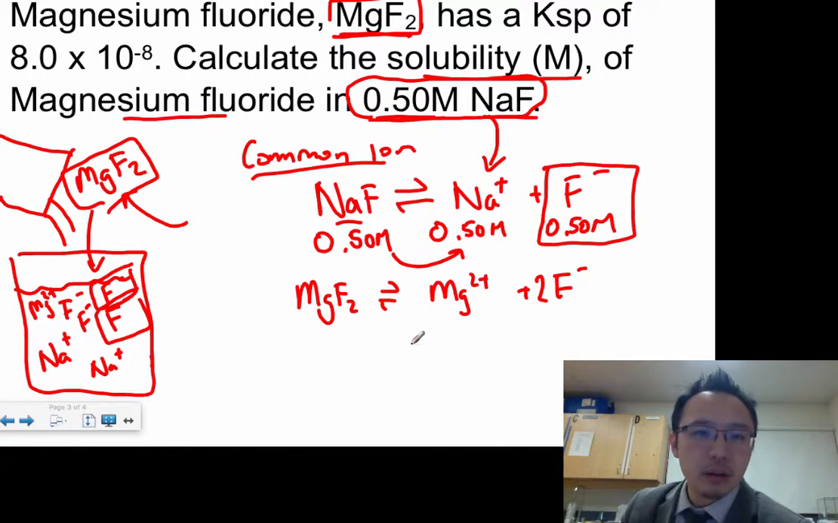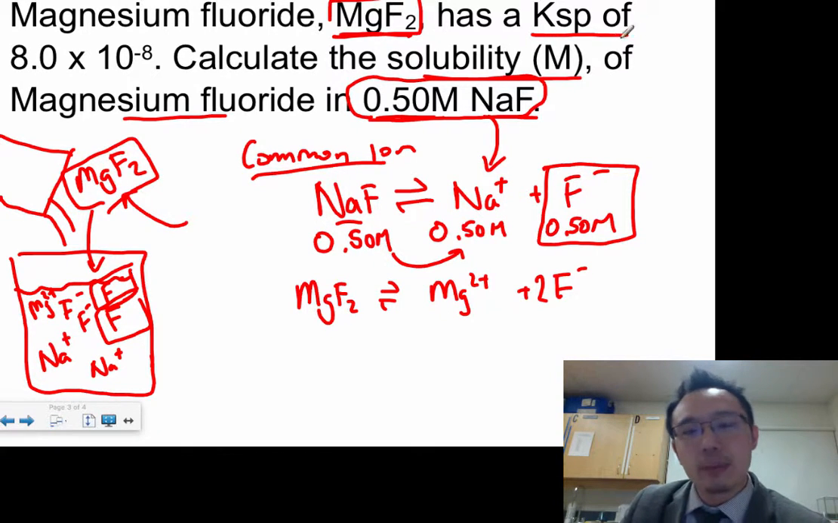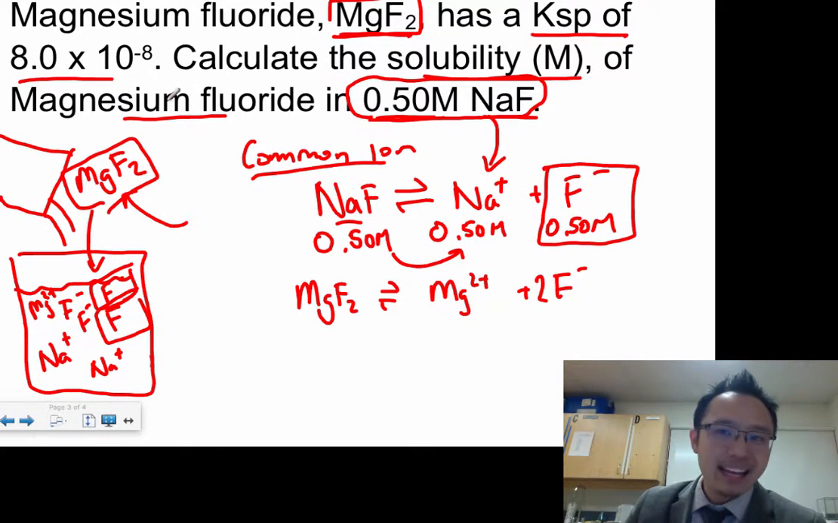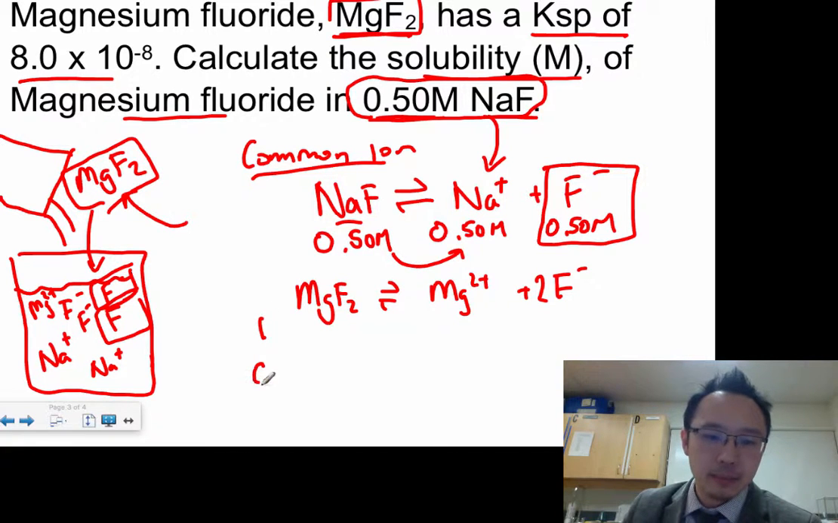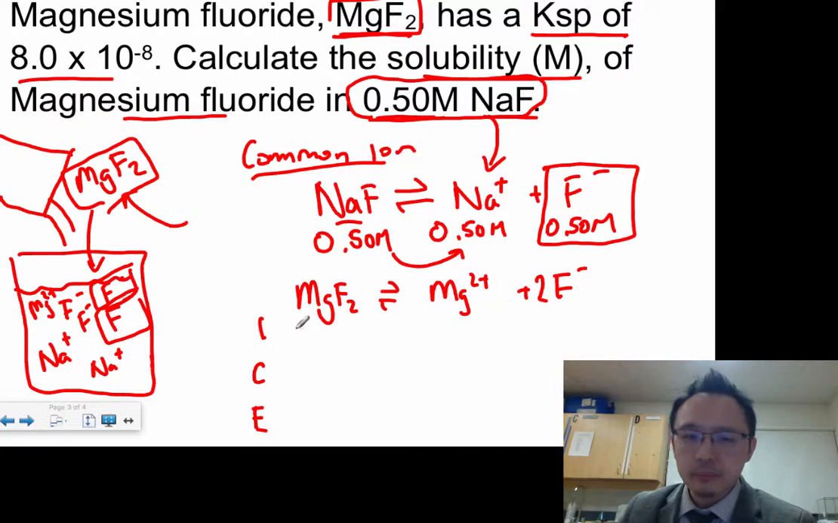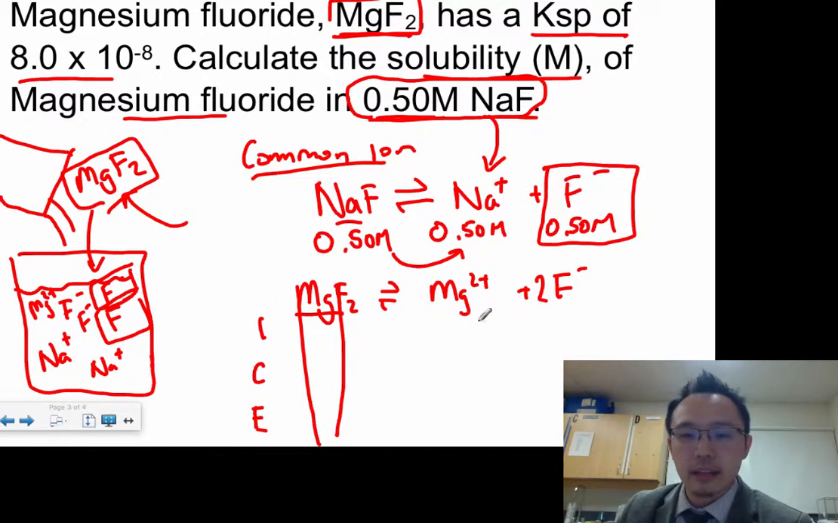One trick to know about common ion problems is that anytime you're given a Ksp for a compound, that's going to be your ICE table setup. So this is the ICE table that I'm going to use. I'm going to use the ICE table for magnesium fluoride, not sodium fluoride, because I'm given the Ksp. So we're going to ignore all this. This is going to be your solid precipitate. So we're going to look at this.